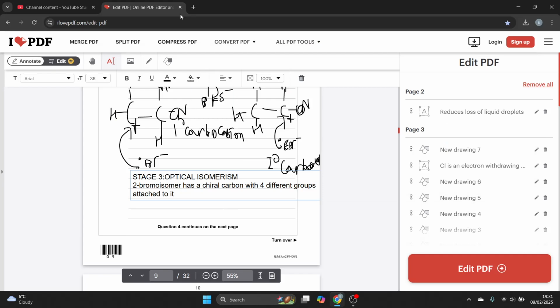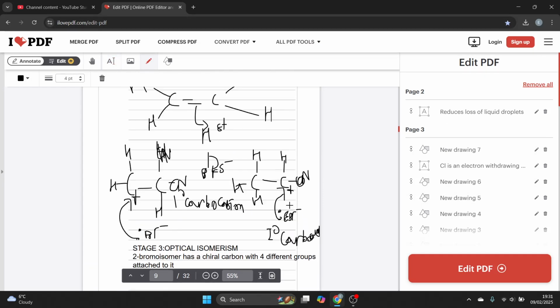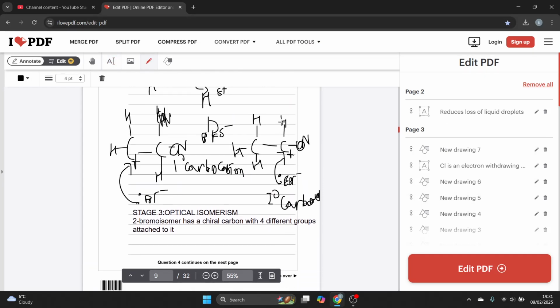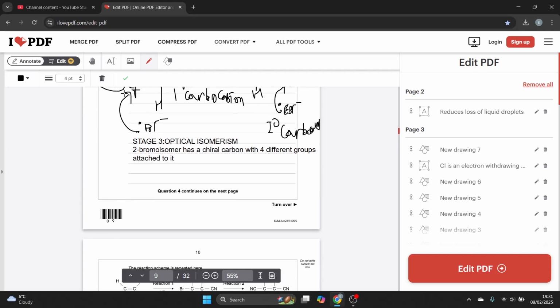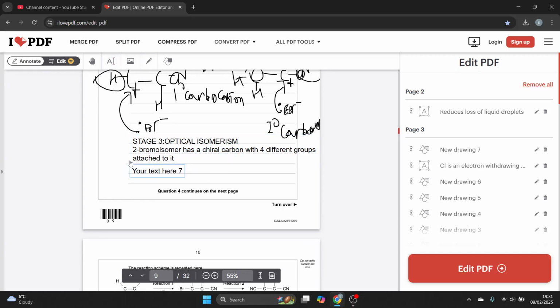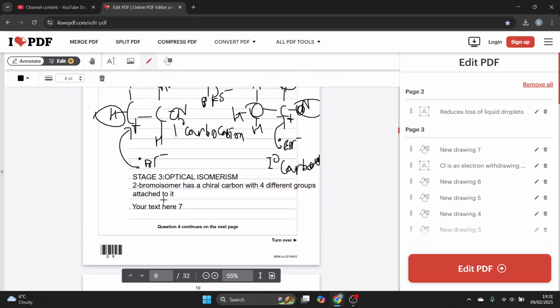Yeah, because if you look here, this 2-bromo isomer, that's a methyl group, that's a nitrile group, and that's a Br group. But in the case of the primary carbocation, that's a hydrogen, both the same, so it's not going to have a chiral carbon. A chiral carbon has 4 different groups attached to it.